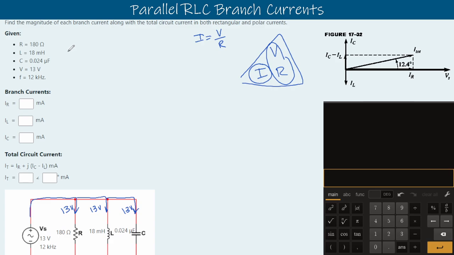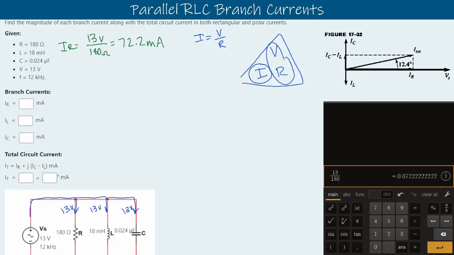We'll start off with our resistor. We'll say that our IR is equal to voltage over resistance. We know that we've got 13 volts down that branch and that the resistance for our resistor is 180 ohms. We'll plug that into our calculator here. 13 divided by 180. That gives us a milliamp value, so we'll move that decimal point over 1, 2, 3 spots for 72.2 milliamps. So that's our first number. We can type that in here. 72.2 mA is already written for us, so we'll leave it there.